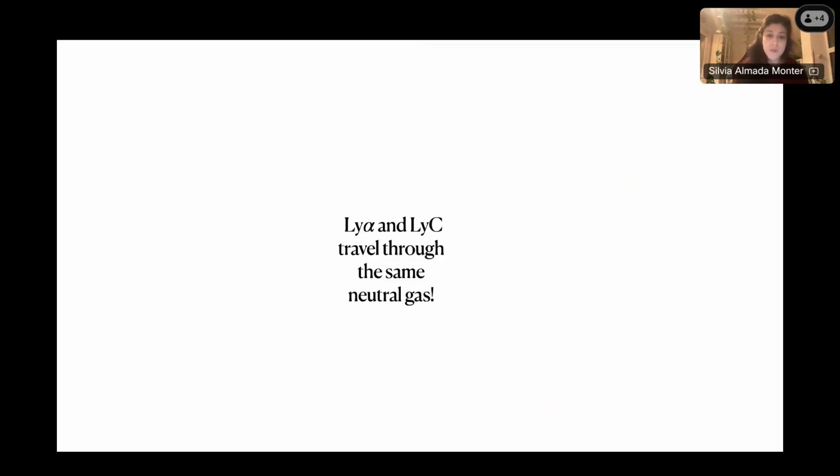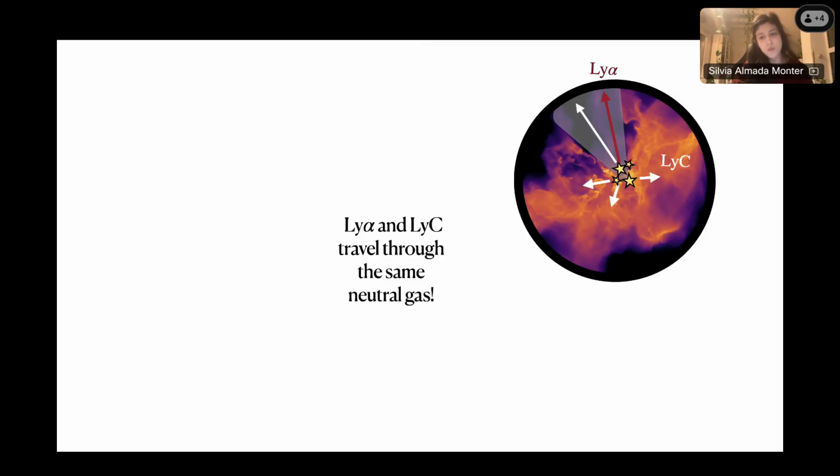So Lyman continuum and Lyman-α travel through the same neutral gas. So if we can use Lyman-α as a tracer for the distribution of the neutral gas, then this can give us some hints about the conditions that enable Lyman continuum to escape from the galaxies. This sounds very simple to do, but in reality, it's again very complicated.